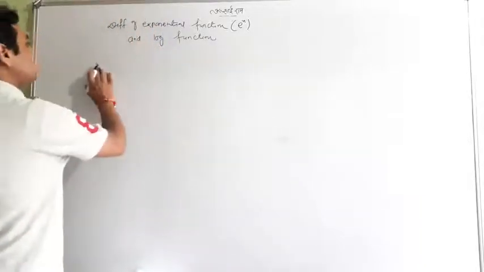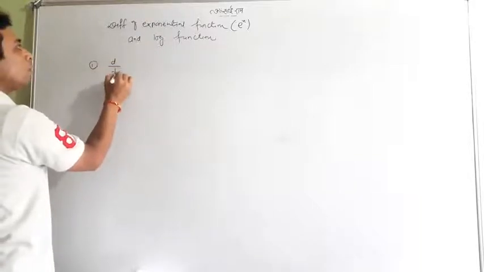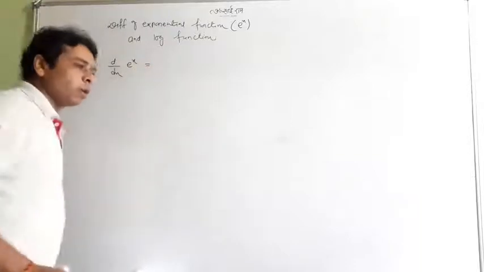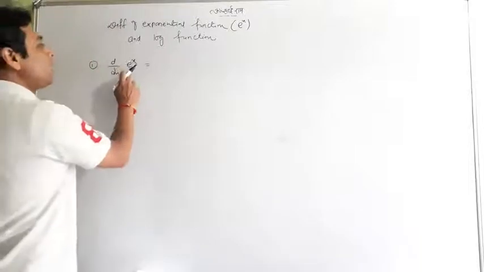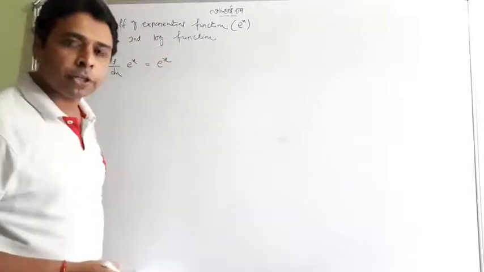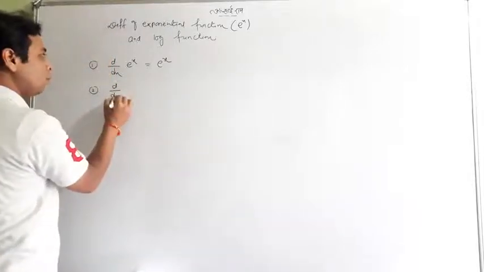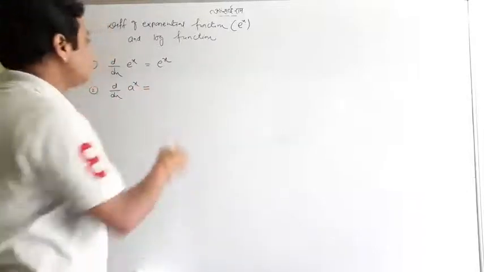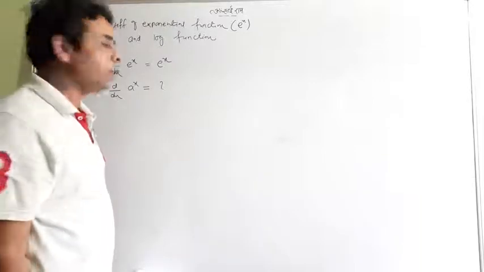In very short, the first function is d by dx of the exponential function, meaning e to the power x. Without wasting time, I am writing the formula directly: d by dx of e to the power x is itself e to the power x. Keep in mind, the differentiation of e to the power x is the same. Second, d by dx of a to the power x. So how will a to the power x come? That is the only question.